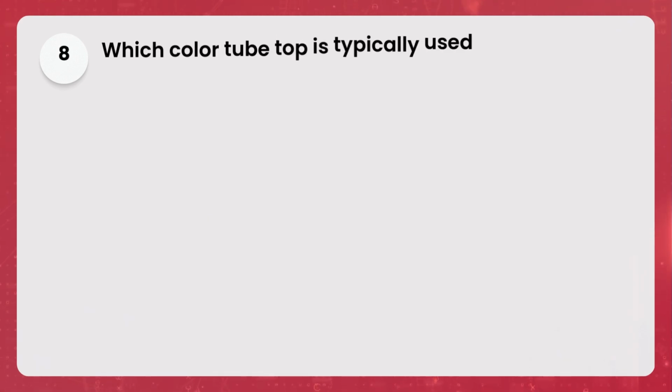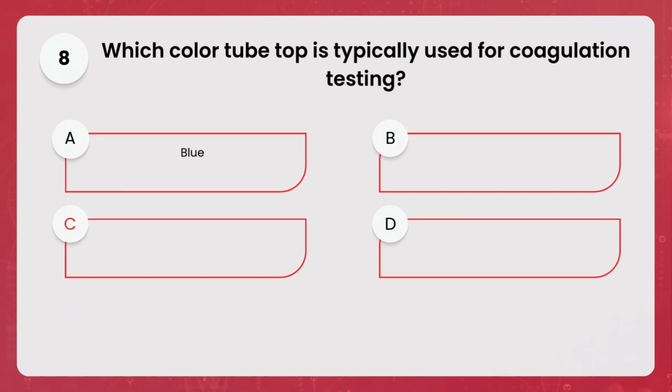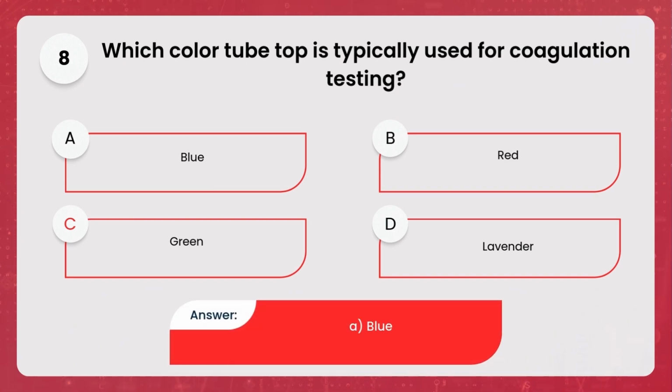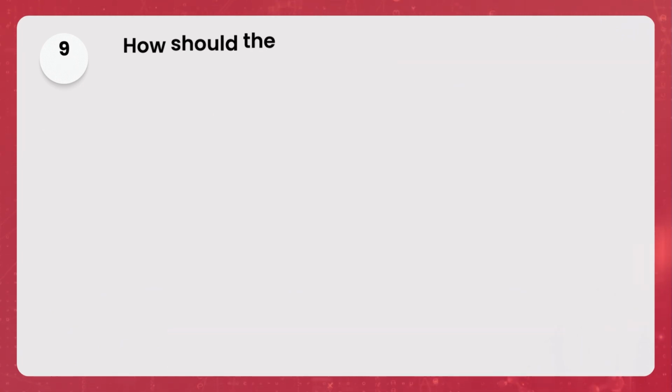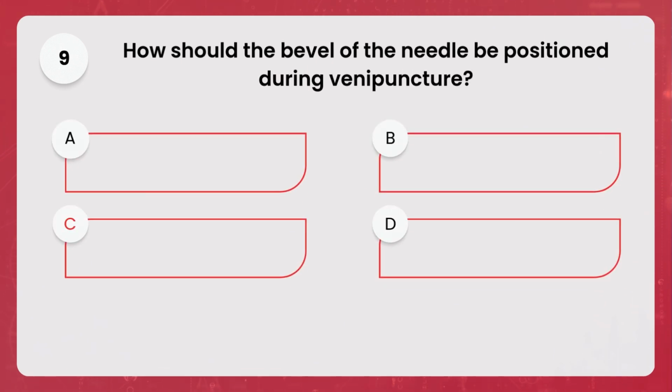Number 8. Which colored tube top is typically used for coagulation testing? A. Blue. B. Red. C. Green. Or D. Lavender. The answer is A. Blue.